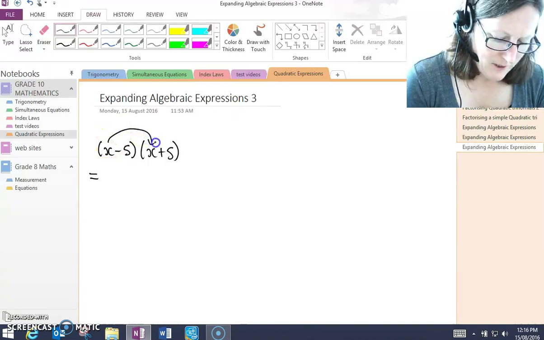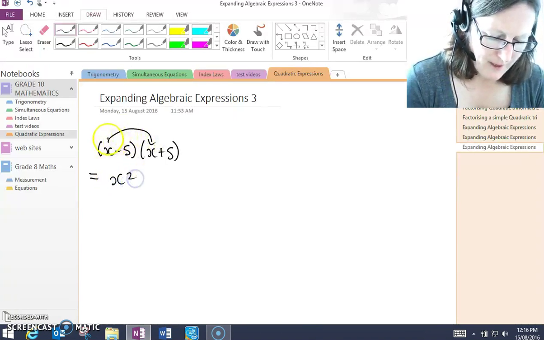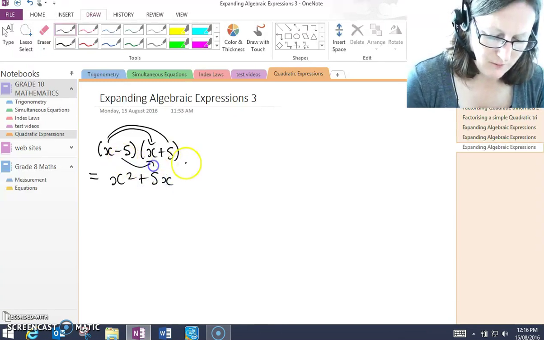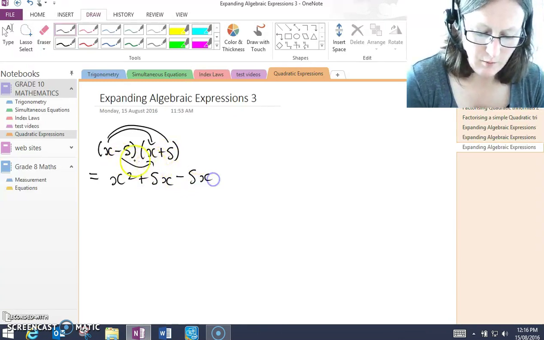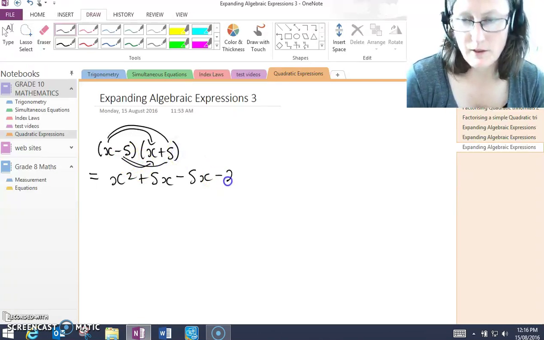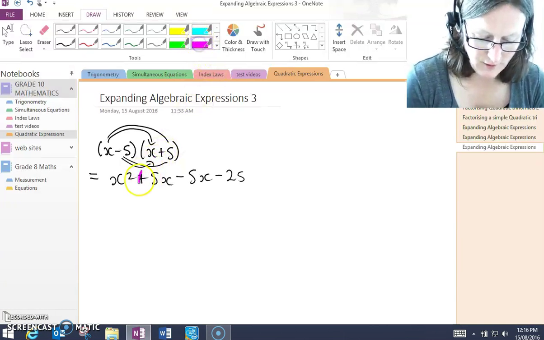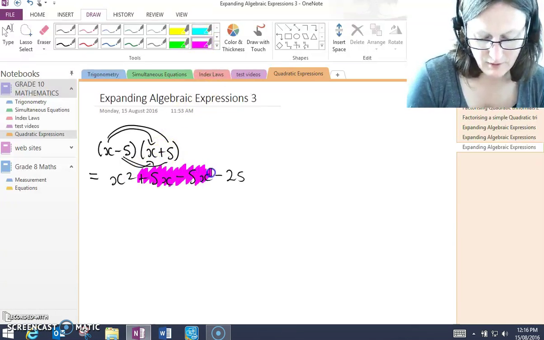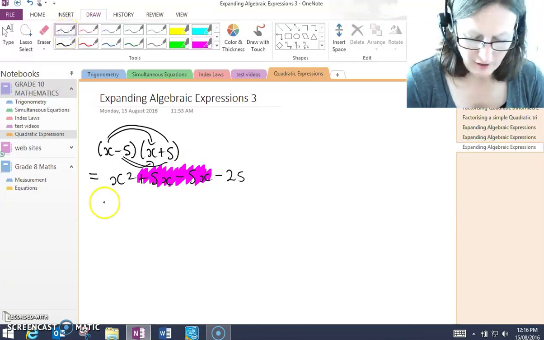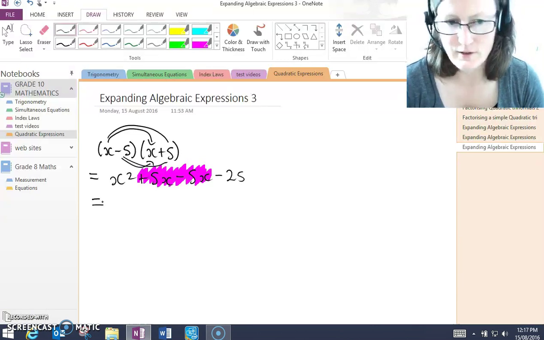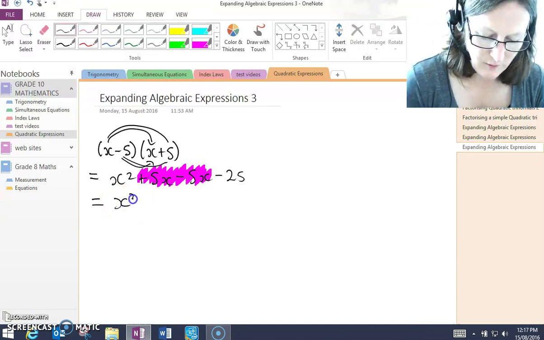We go x times x, which is x squared. x times 5, 5x. Minus 5 times x, minus 5x. Minus 5 times 5 is minus 25. We then combine our like terms, 5x minus 5x. When we combine our like terms, they in fact cancel each other out because 5x minus 5x is 0. So we are just left with x squared minus 25.